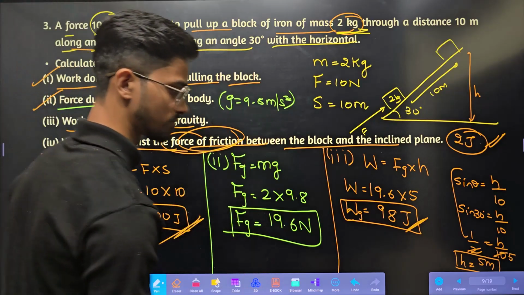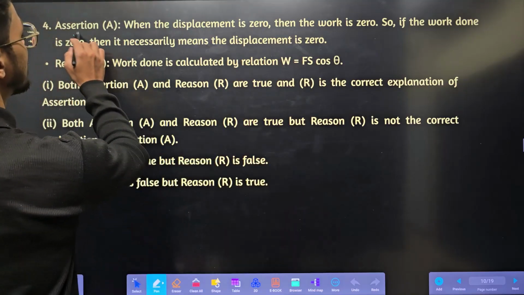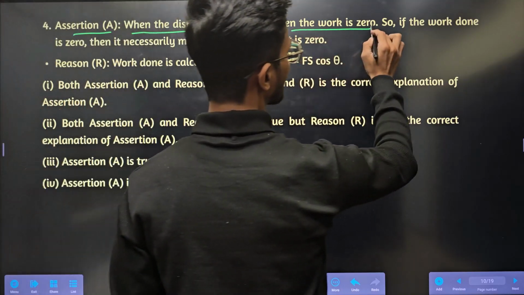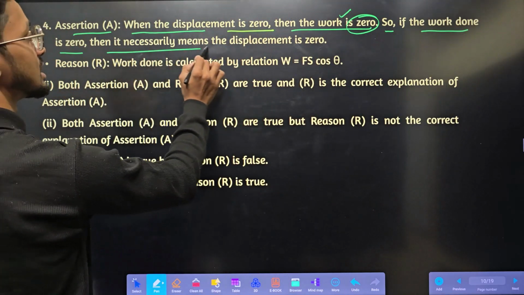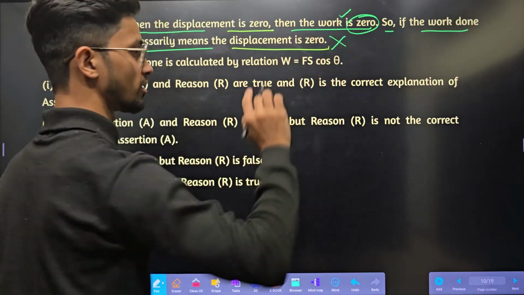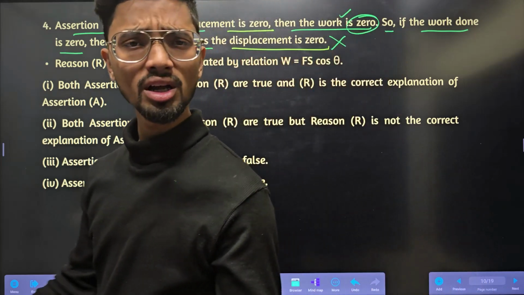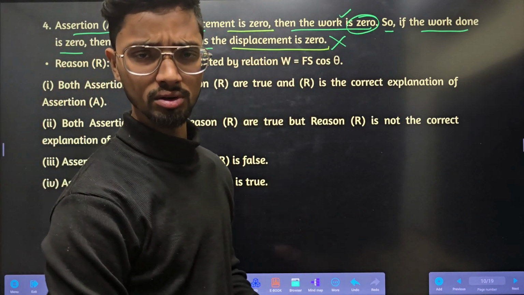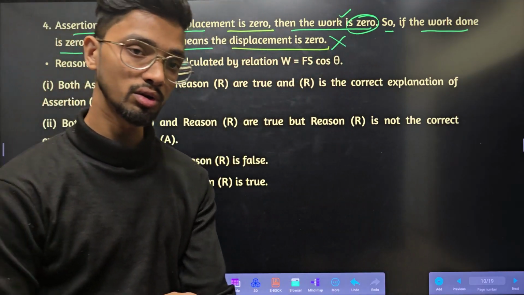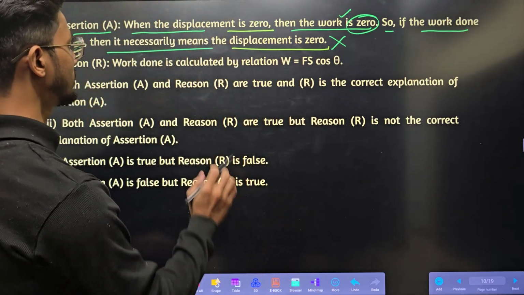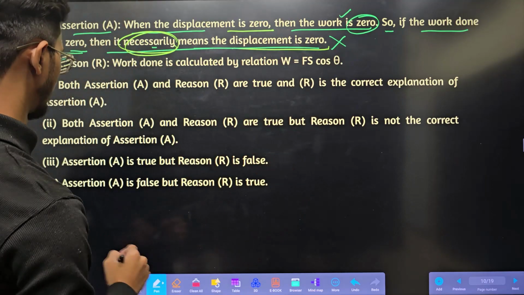Okay. Chalo. Next. Assertion and reason. Let's see. When the displacement is 0, then the work done is 0. True. So if the work done is 0, does it necessarily mean displacement is 0? No, this is false. It is not necessary that only displacement should be 0. Work done can be 0 in other cases: if the force is 0, work done will be 0. If the angle between displacement and force is 90 degrees, at that time also work done will be 0. But it says that if work is 0, then necessarily displacement is 0. That is false. So the assertion is false.